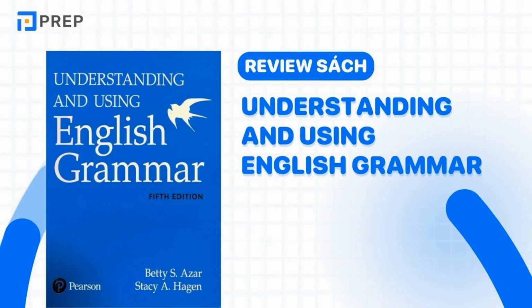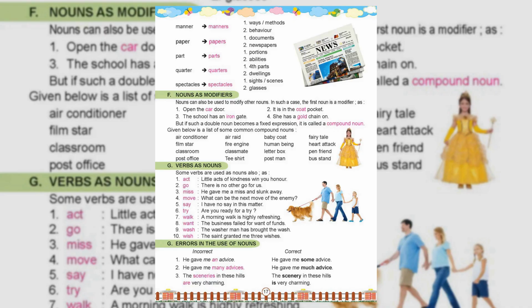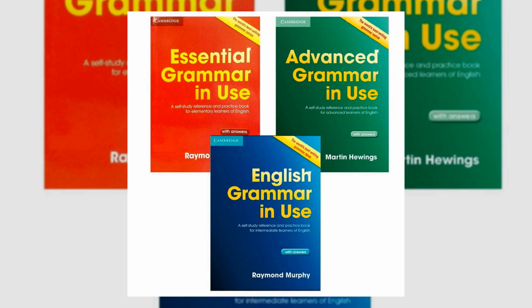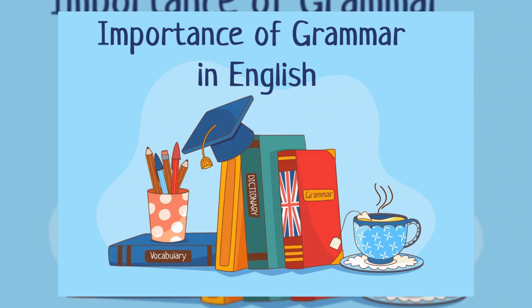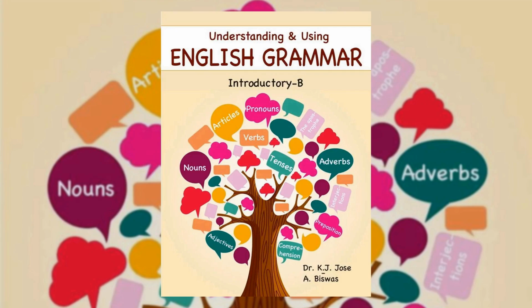Basic grammar components. 1. Nouns, words that represent people, places, things, or ideas. Example, dog, city, happiness. 2. Verbs, words that describe actions or states. Example, run, is, seem. 3. Adjectives, words that describe or modify nouns. Example, big, blue, fast. 4. Adverbs, words that describe or modify verbs, adjectives, or other adverbs. Example, quickly, very, well.